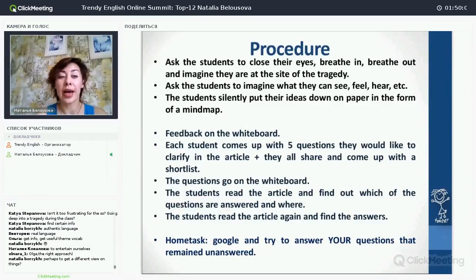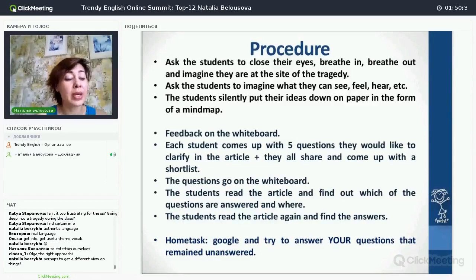So first of all, mindfulness moments like that, where you close your eyes, when you stay silent for a couple of moments and imagine the situation, are good because they make the whole thing alive, and it really, really helps idea generation. And then when they discuss this, it also generates quite a lot of good lexis, okay?